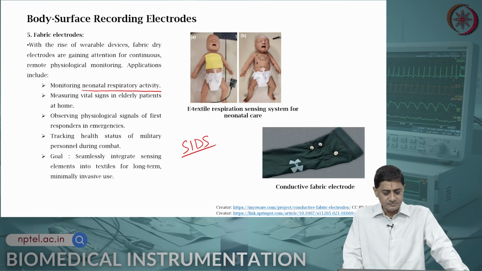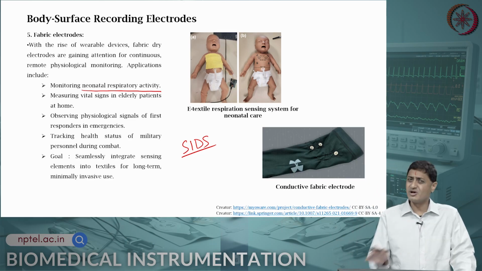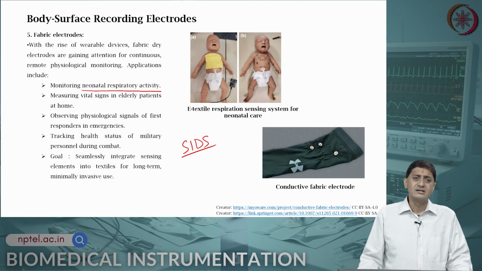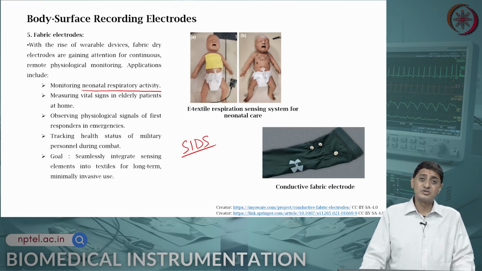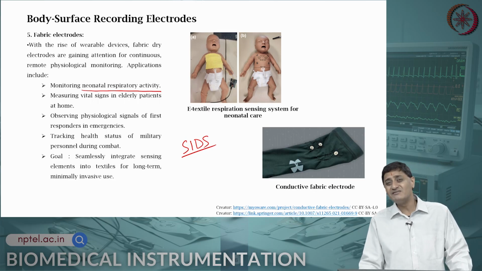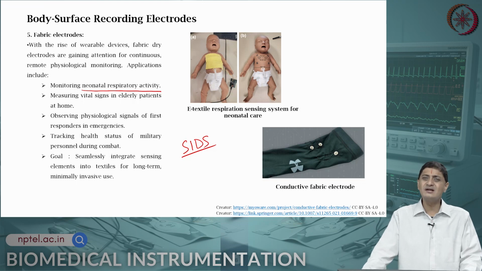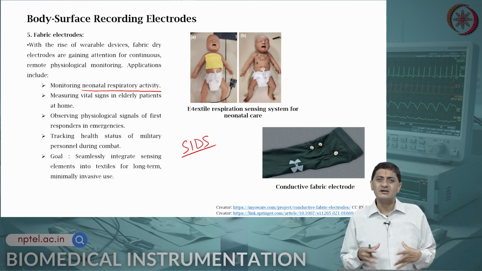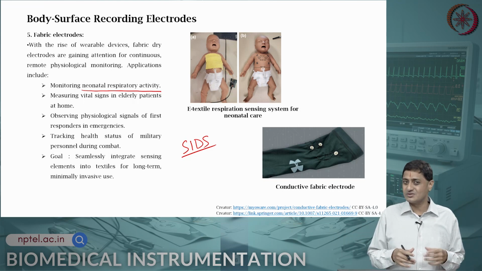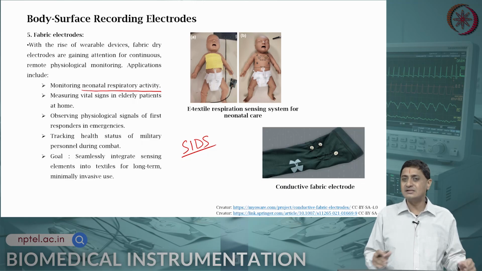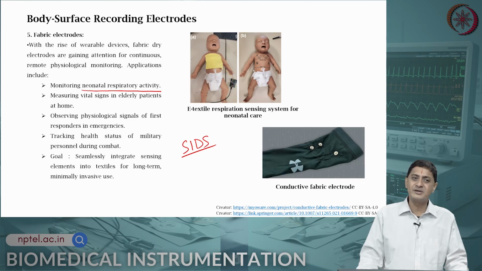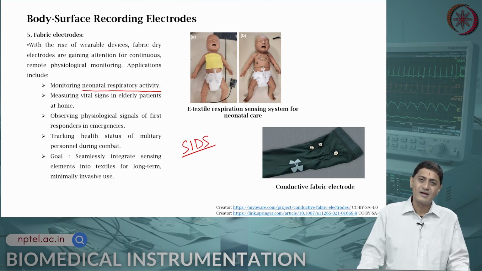Okay, sudden infant death syndrome. Sometimes the exact cause or physiology behind this is a huge topic of debate, which is beyond the scope of this course. But especially premature infants, those born below, say, 28 to 30 weeks, do not have a well developed respiratory system to breathe on their own. So it is important to monitor their respiratory activity and to measure vital signs in elderly patients at home.